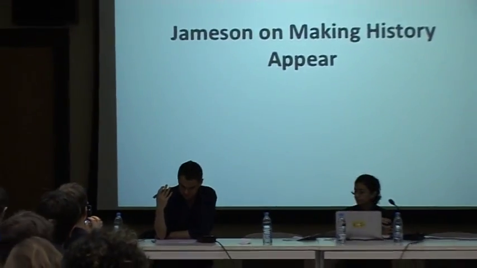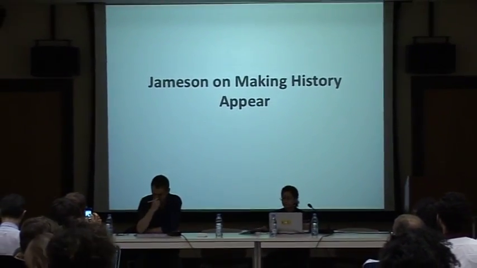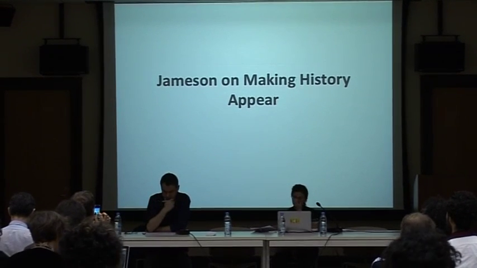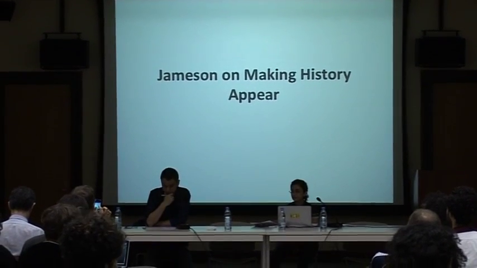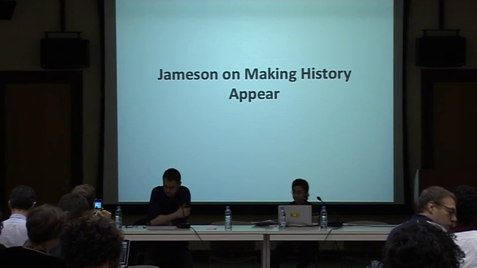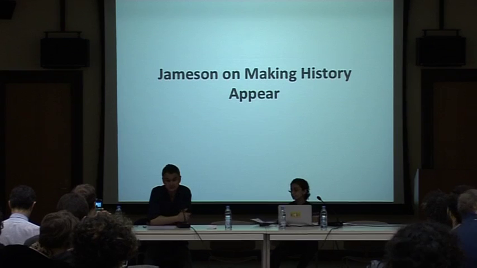The focus of my paper is going to be Frederick Jameson's long essay called The Valences of History, which appeared as the concluding chapter of his 2009 book, Valences of the Dialectic. The reason I want to give an elaboration of Jameson's work is because I think it's really extraordinary, and I haven't come across many detailed discussions of it.